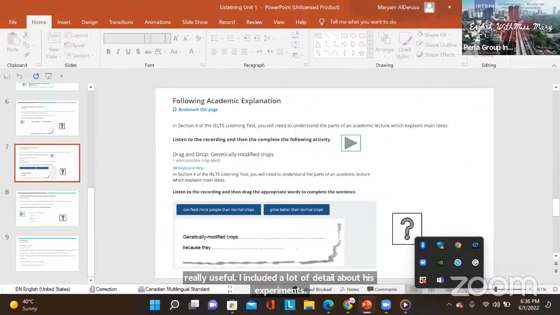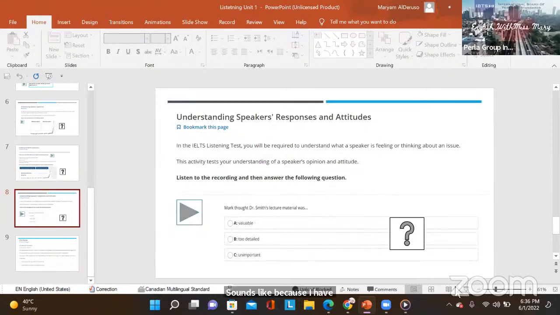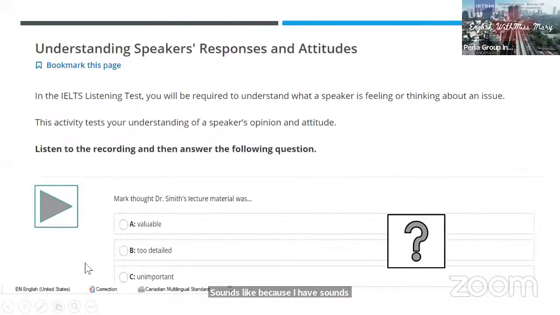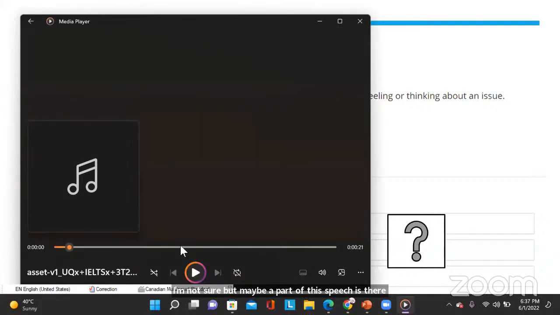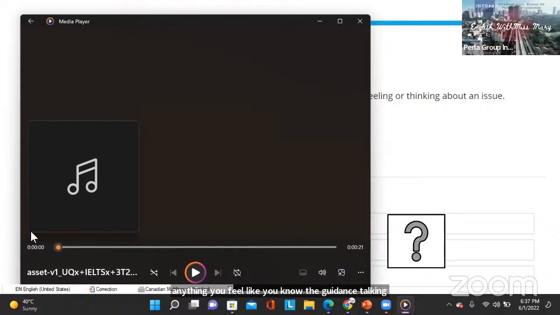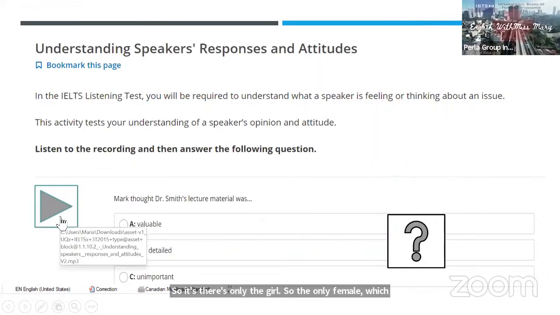I'll repeat that again. It sounds like, because I have a sound cancellation system, a part of the speech is missing, and you feel like the girl is talking but no one is replying back. Yeah, because I have a noise cancellation system now, so it happens sometimes. So there's only the girl. I'm just gonna remove the noise cancellation and we'll re-listen to it.